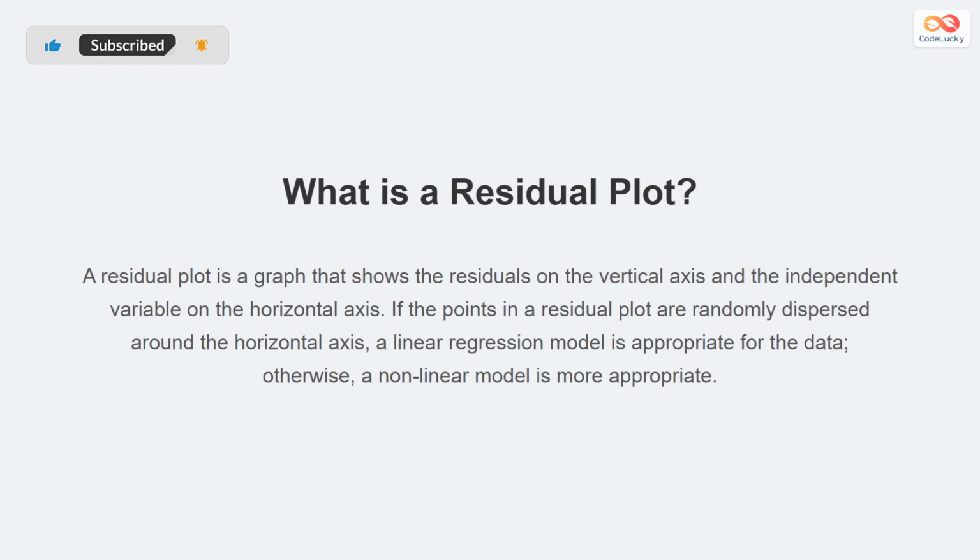A residual plot is a type of graph that helps us evaluate how well a regression model fits the data. It plots the residual, or the error of a prediction, against the independent variable. If the points on this plot are scattered randomly around the horizontal line at 0, it suggests a linear model is a good choice. If there's a pattern, a nonlinear model might be better.